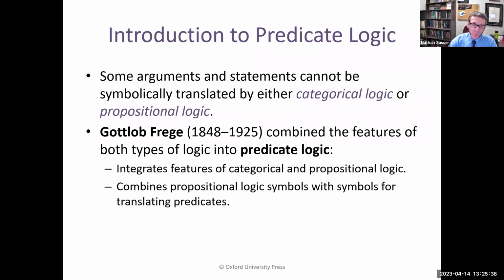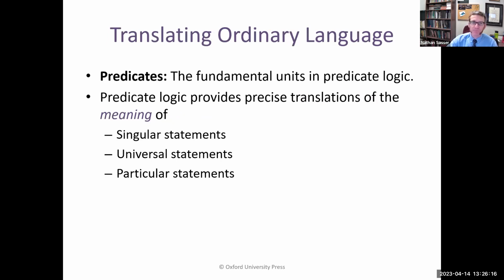So predicate logic was pioneered in the early 20th century, primarily by Gottlob Frege, the great German logician and philosopher. And the cool thing about predicate logic is that it combines the benefits of both categorical logic, that is the logic that deals with statements beginning with all, some, or no, and propositional logic, such as we've learned in preceding chapters. So without going into that, that's really a revolutionary breakthrough in the history of logic.